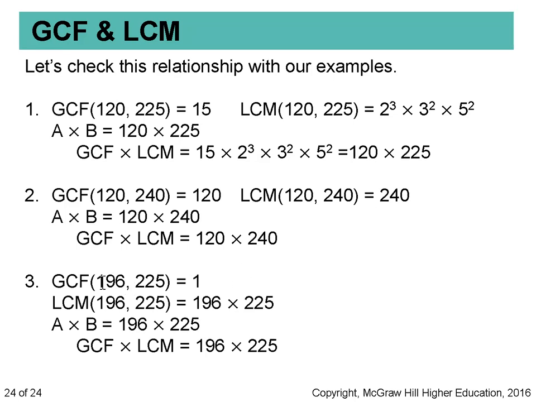For example 3, the greatest common factor of 196 and 225 is 1. The least common multiple is those two numbers multiplied. So when I multiply A and B, I get the same thing as when I multiply the greatest common factor times the least common multiple. I hope this helps you understand how to do prime factorization, greatest common factors, and least common multiples. I recommend the lineup method for greatest common factors and least common multiples. Once you get it, it's the easiest method.